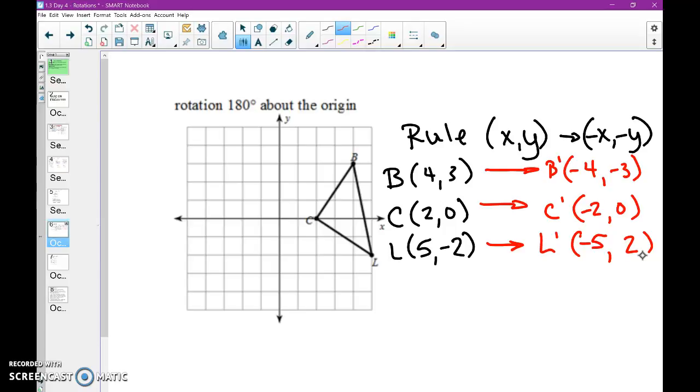And then it's just a matter of plotting them. So B prime, -4, -3 right there. C prime, -2, 0. And L prime, -5, +2. So let me make sure I label this right. C prime, B prime, L prime, and connect my dots. And check it visually. Does it look like it's been rotated 180? Yeah, I'd say so. It's about 2 turns across the page. And there's my new picture.